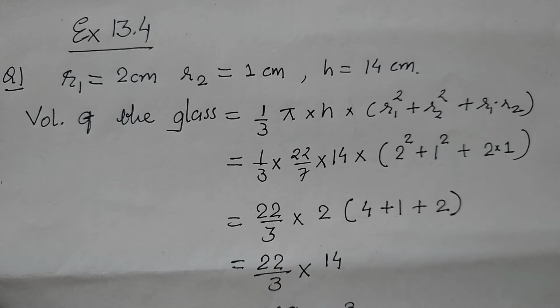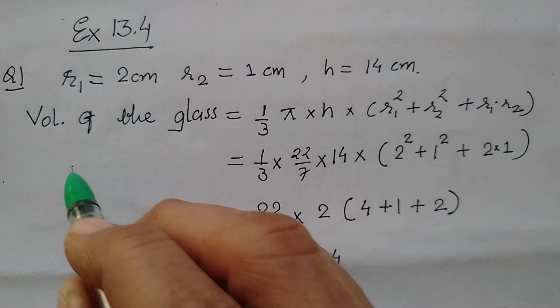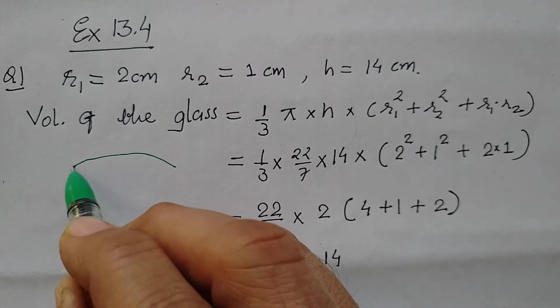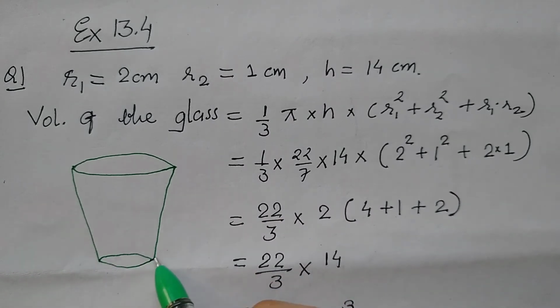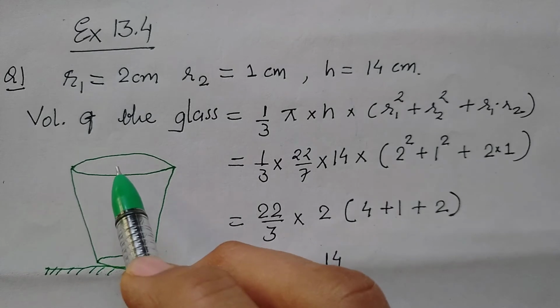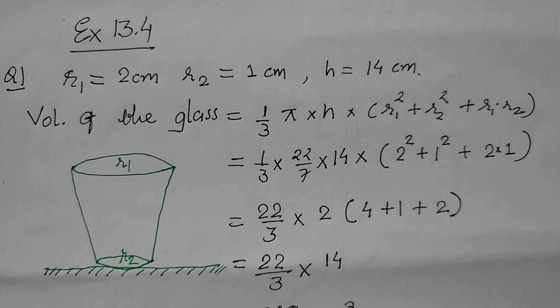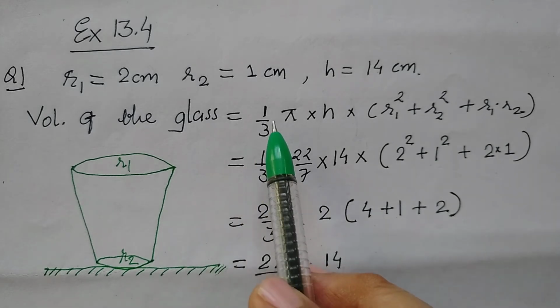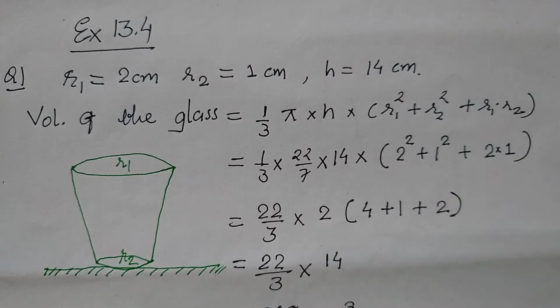Volume of the glass. Now children, we know the shape of the frustum, I just taught it. This is the bigger circle R1, this circle is R2. So volume of the glass is 1/3 pi h (R1 square plus R2 square plus R1 R2). Now children, you can remember volume and area.